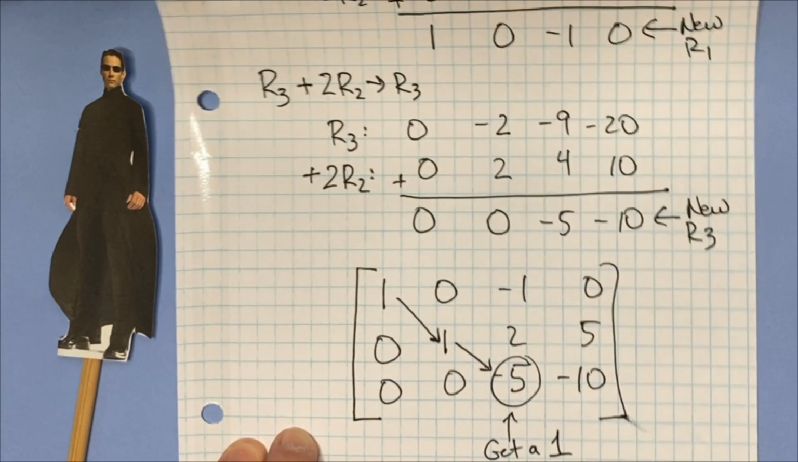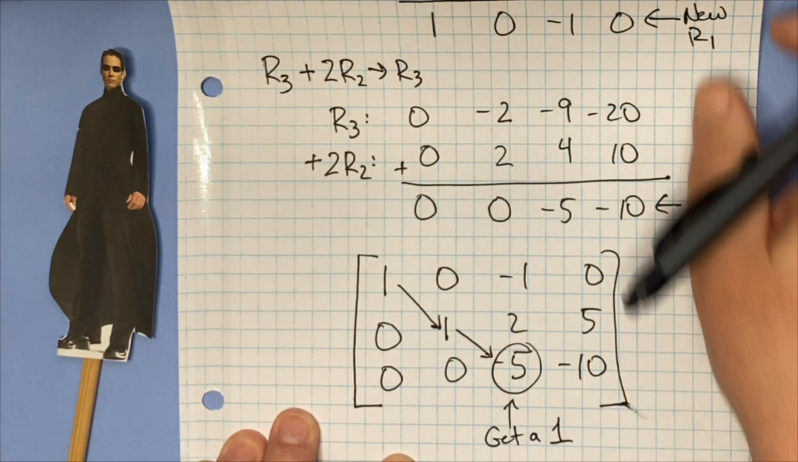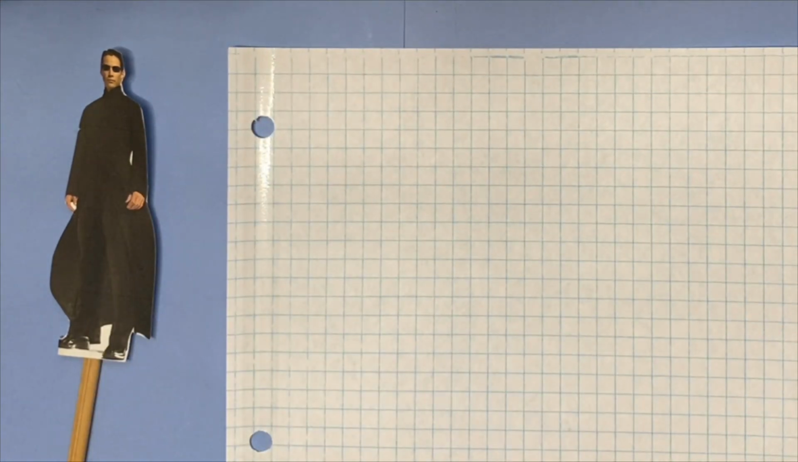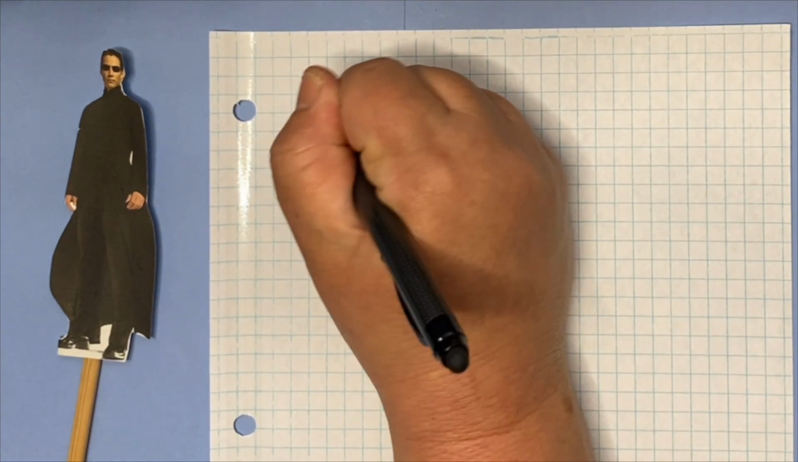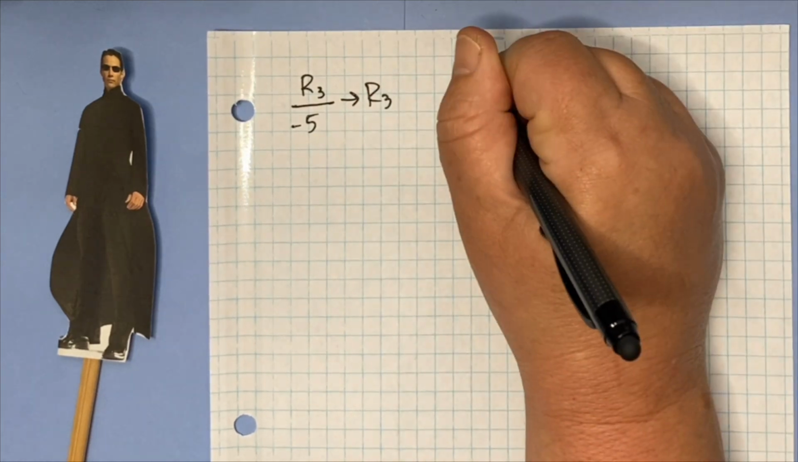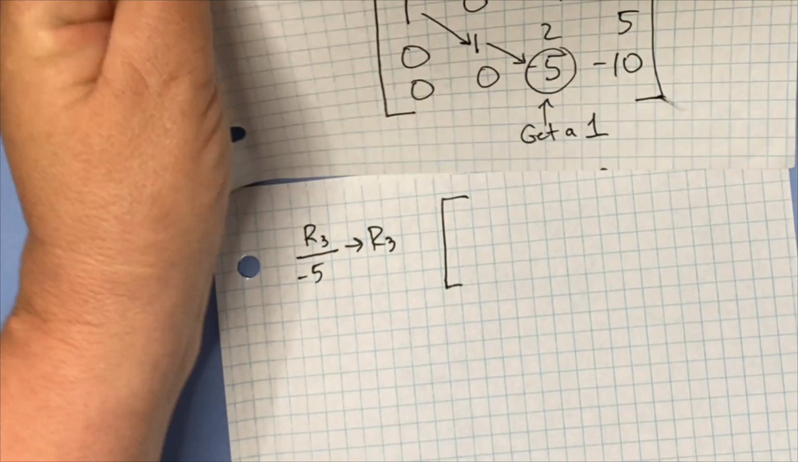I need to get a 1. Is there a way to get a 1? And the answer is yeah, I can divide both of these numbers by -5. So that's where I'm going to start, and hope that I don't run out of space. So I'm going to take row 3, divide by -5, and put that back in row 3. And maybe I will think about writing smaller since I'm running out of space.